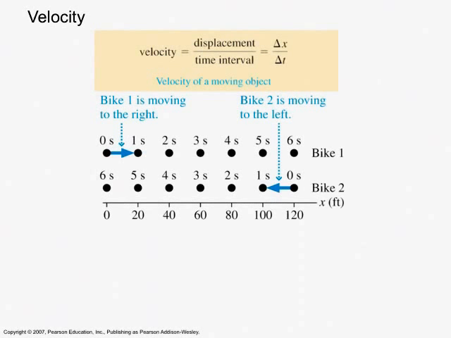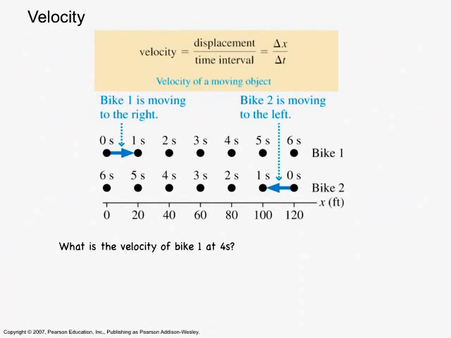Velocity is not the same thing as speed. Velocity is displacement divided by time, whereas speed was distance divided by time. Herein lies the difference. Bike 1 and Bike 2 are both in uniform motion. If we look carefully, we can see that Bike 1 and Bike 2 have exactly the same speed.